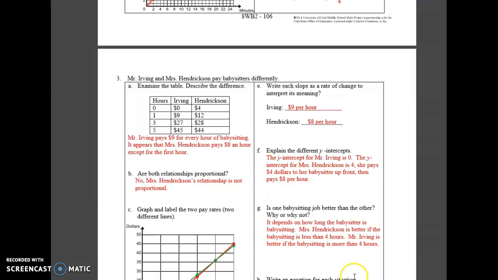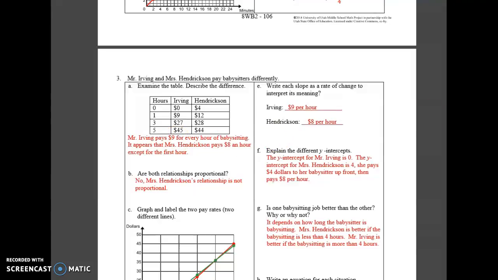It says here, is one job better than the other? Well, if you look at the table here, if you're doing 0 or 1 hours or even up to 3 hours, you'd rather go with Mrs. Hendrickson. Unless she has terrible kids. She's going to pay you more for that same amount of time. Mr. Irving, he's going to pay you less until you get up above 4. So like starting with hour 5 here, now he's going to start paying you more. So it depends on how long of a babysitting job you're doing.